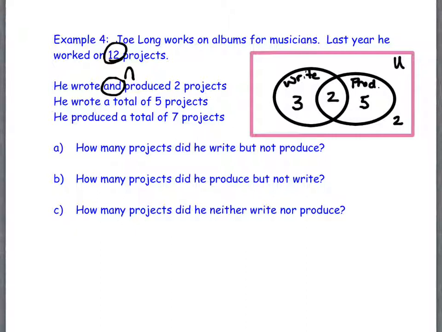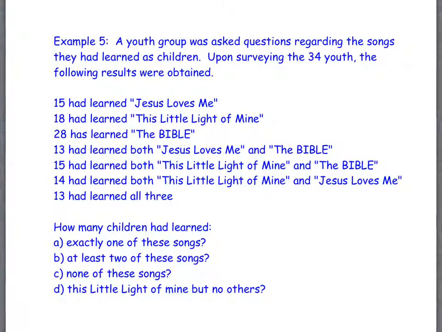So the first question says, how many projects did he write but not produce? That's 3. How many did he produce but not write? That's 5. And how many did he neither write nor produce? 2. Exactly. That part's quick, right? Okay. One more example like this.